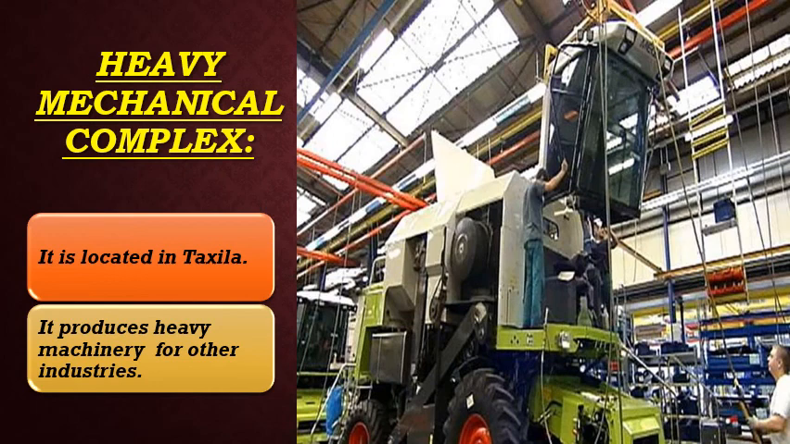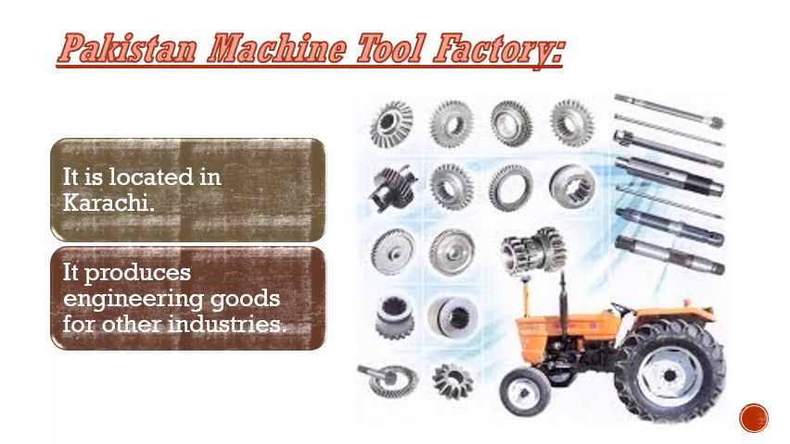The second heavy industry is Heavy Mechanical Complex, and that is located in Taxila. It produces heavy machinery for other industries. And the third one is Pakistan Machine Tool Factory. It is also located in Karachi, and it produces engineering goods for other industries.